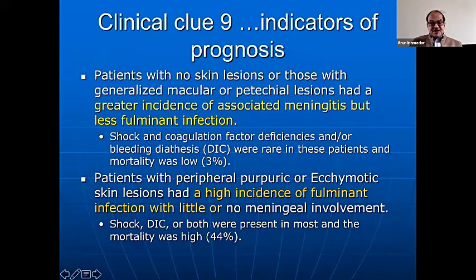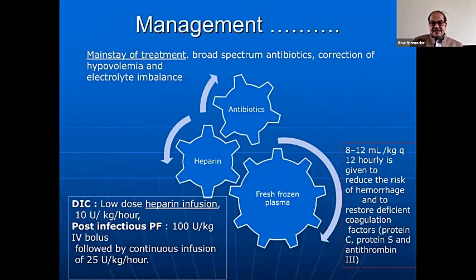Whereas patients with peripheral purpuric and ecchymotic skin lesions had a high incidence of fulminant infection with little or no meningeal involvement. So there is almost 44% mortality, with shock, DIC, or both present. So the clue here is that the type of the lesion and where they are located also make sense in predicting the prognosis in meningococcemia. You know the management: antibiotics, heparin, and fresh frozen plasma. This is just to complete the academic interest of that condition.